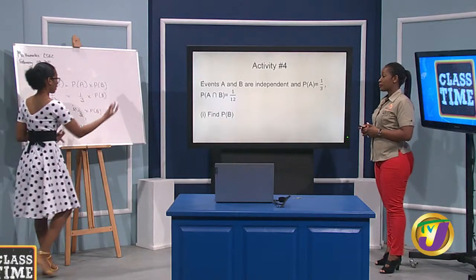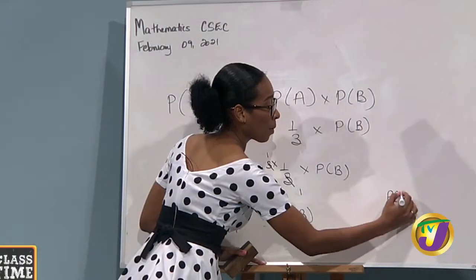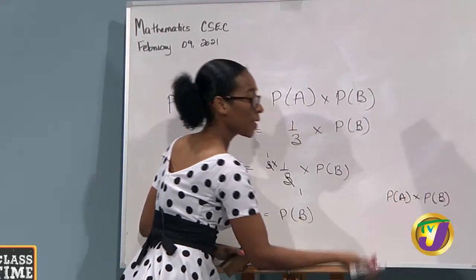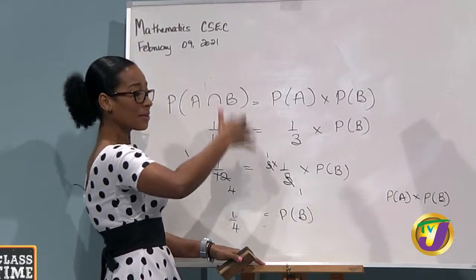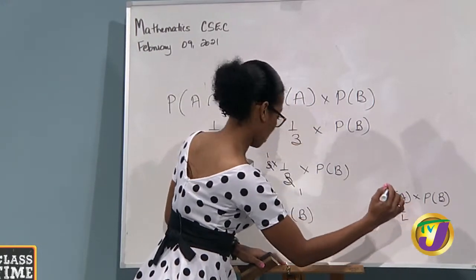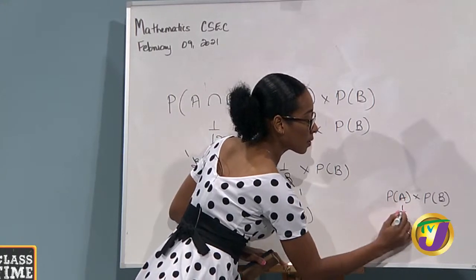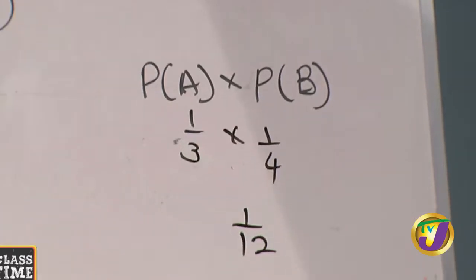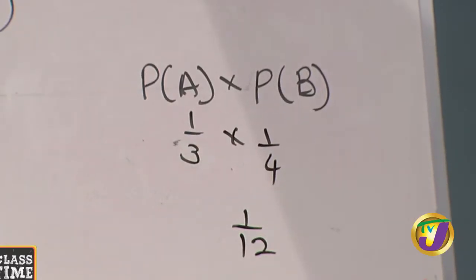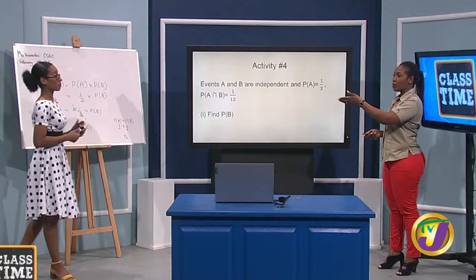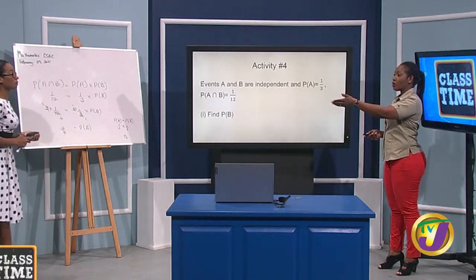That's 1/12. So if we wanted to check, remember now the probability of A times the probability of B should give us what the probability of A and B is. So here we have probability of A was 1/3. And the probability of B is 1/4, which gives us 1/12. And here we have 1/12. So with the fact that we know that both events were independent, we simply use the multiplication rule to solve for one of the unknowns.